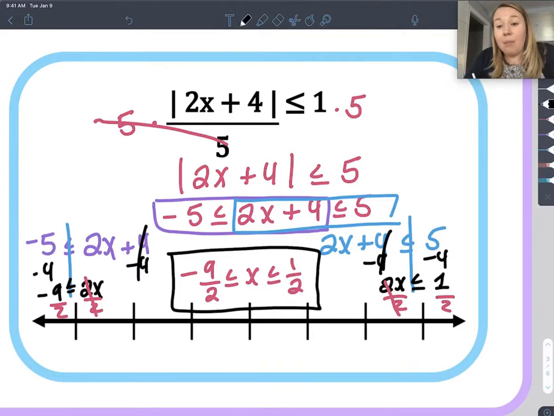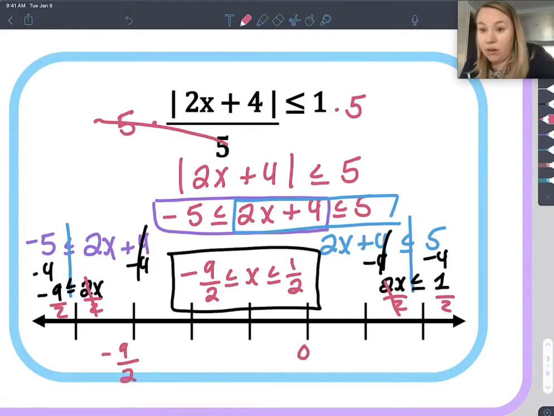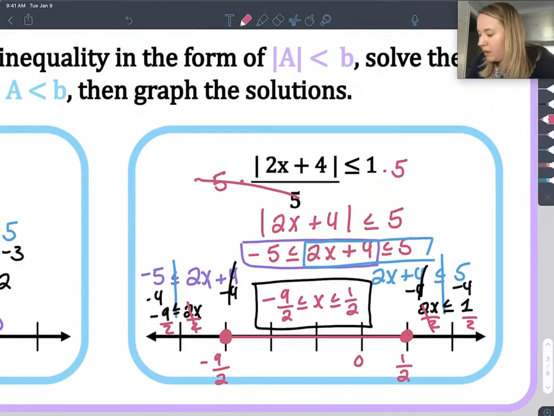So again, I'm going to graph this. This is going to be an AND inequality on our graph. So I'm going to have negative 9/2 on the left, roughly 0 is here, and then my 1/2. Okay, we're going to have closed circles this time. So that's pretty much the biggest difference compared to the other graph, is that we have closed circles. And again, they're going to be connected in the middle. And there we go. There is our graph and our solutions to this one.